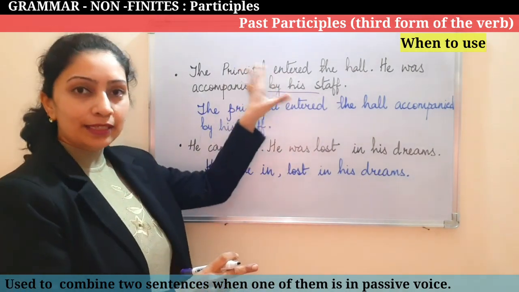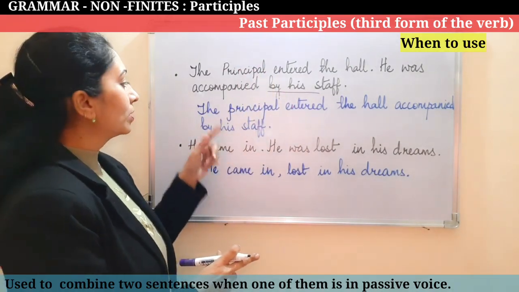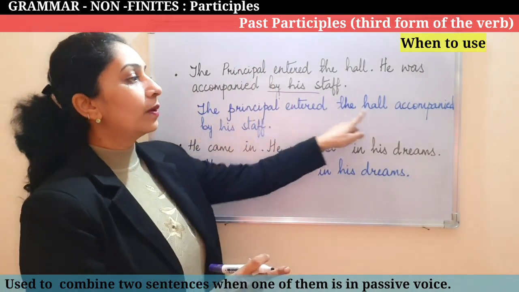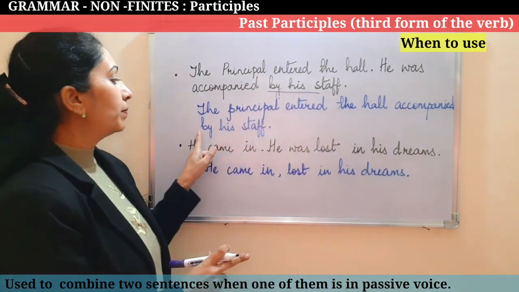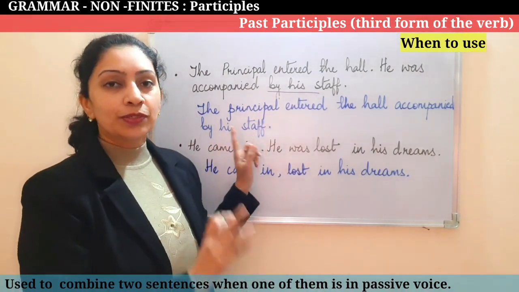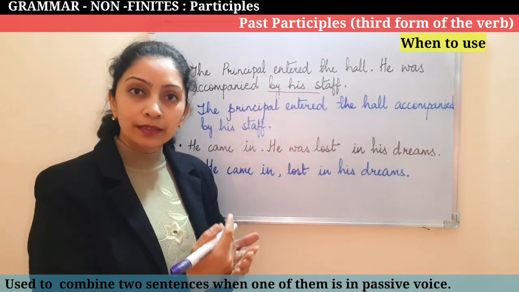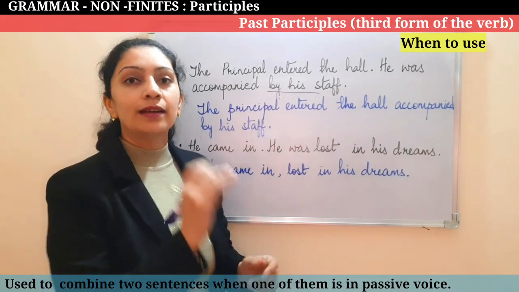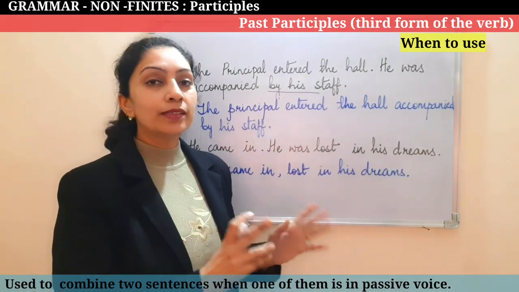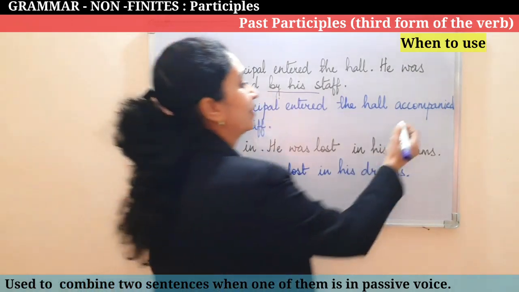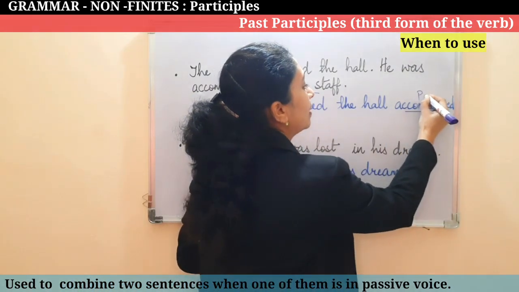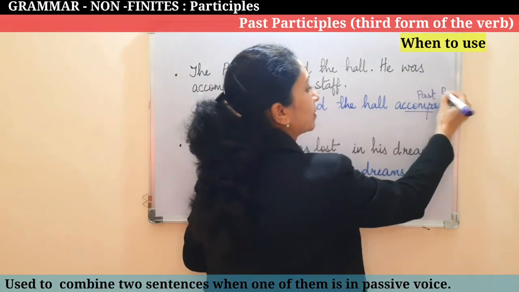So when we combine these two sentences, let's see what comes out. The principal entered the hall accompanied by his staff. So here you can see I have joined the two sentences using a past participle. And what is the past participle in this sentence? Accompanied is the past participle.